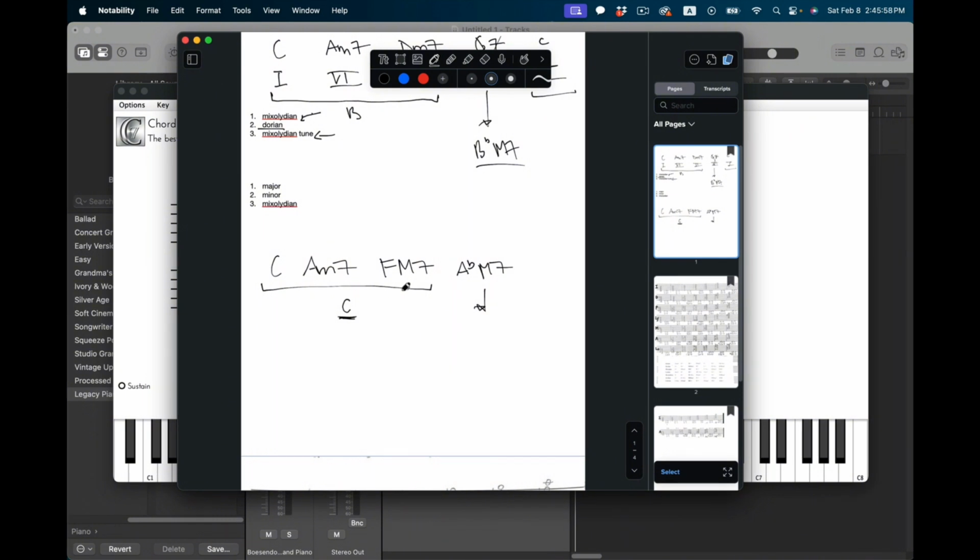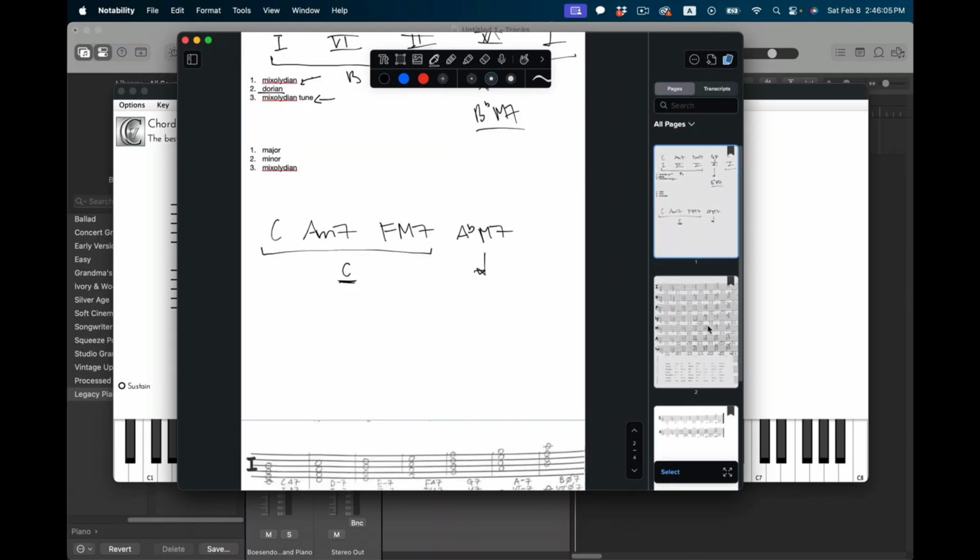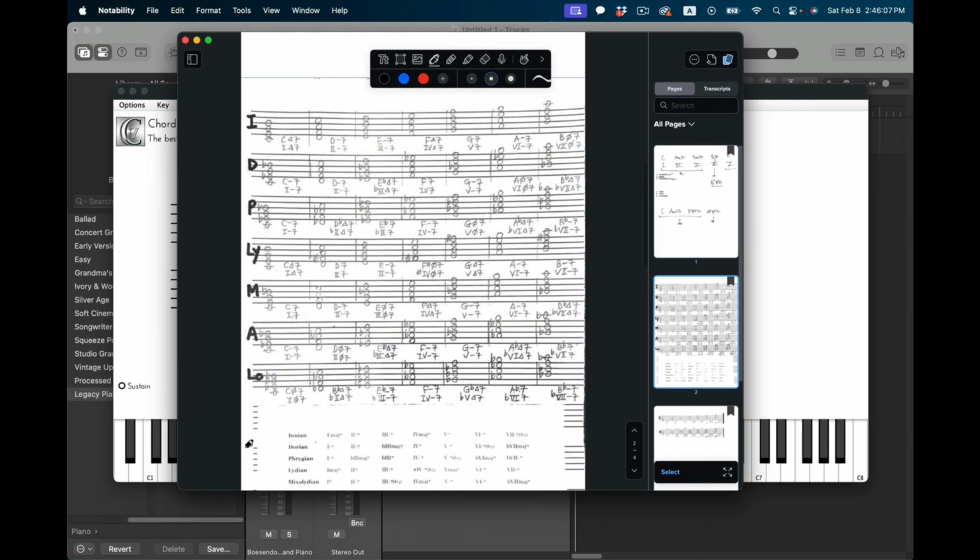Okay. So, if we go back to our chart again, these are all the modes and their diatonic chords in C. So these are a lot of chords. And it can be really overwhelming if you have all these options to use when you're first starting out with modal interchange. And that's why we need some limitations when we're starting out.